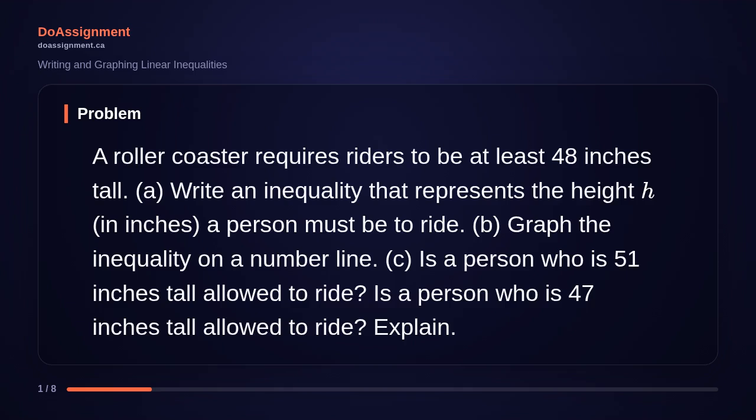A roller coaster requires riders to be at least 48 inches tall. Part A. Write an inequality that represents the height h in inches a person must be to ride. Part B. Graph the inequality on a number line. Part C. Is a person who is 51 inches tall allowed to ride? Is a person who is 47 inches tall allowed to ride? Explain. Now let us work through the solution step by step.